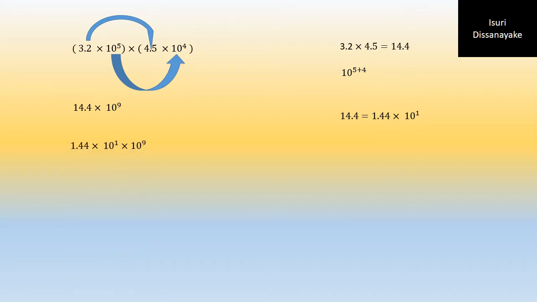Thereafter, we can link it with 10 to the power 9, whereas 14.4 is 1.44 multiplied by 10 to the power 1. You join it with 10 to the power 9, which is given in the question. Together, 1.44 into 10 to the power 10 is the answer.